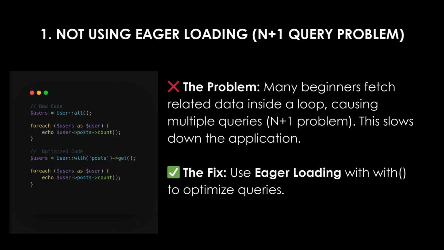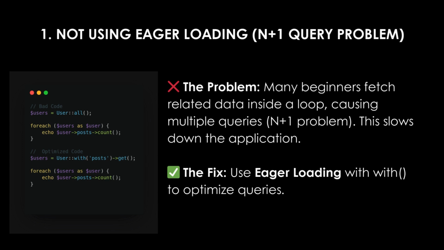So let's optimize it. Let's move to how to fix it. Use with to load related models. So let's check the optimized code. What's happening here is the first query, User::with('posts'), gets all the users, and for each user we count their posts. So now Laravel runs just one query to fetch users and one to fetch all related posts. So much better, right? This change can reduce hundreds of queries into just two. So this is the better one, I think.